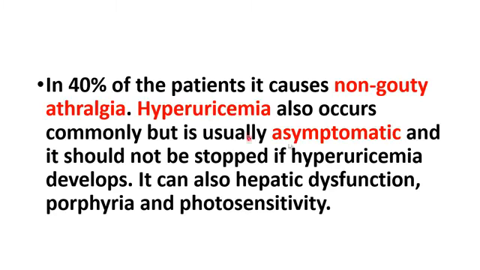It occurs more commonly, but it is usually asymptomatic. And you should not stop the drug if hyperuricemia develops. That is a very important point from a clinical point of view. And it can cause hepatitis. All of the first generation TB drugs can cause hepatic dysfunction. Other than that, it can cause porphyria and photosensitivity.